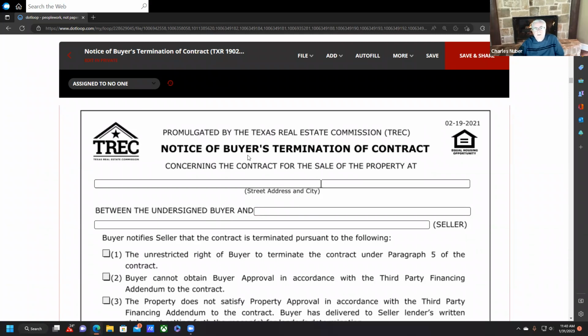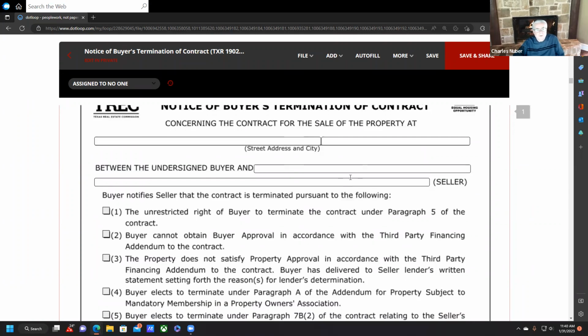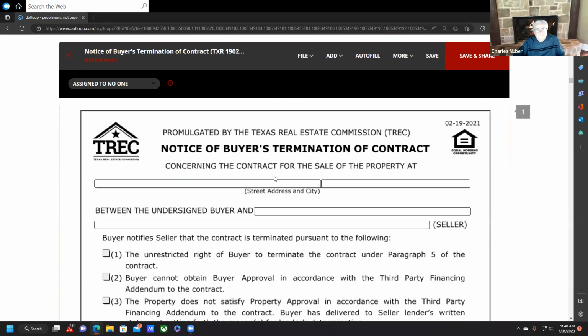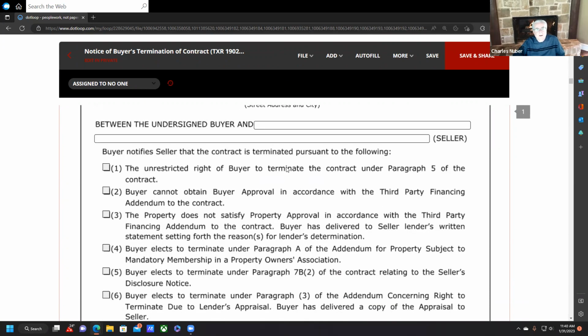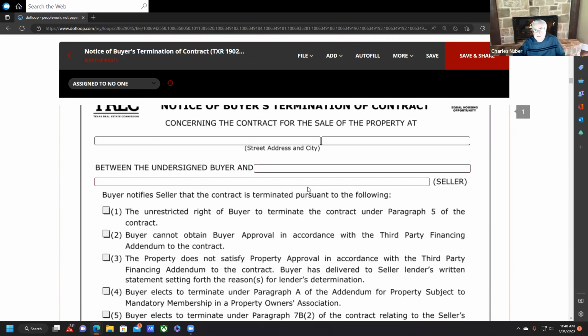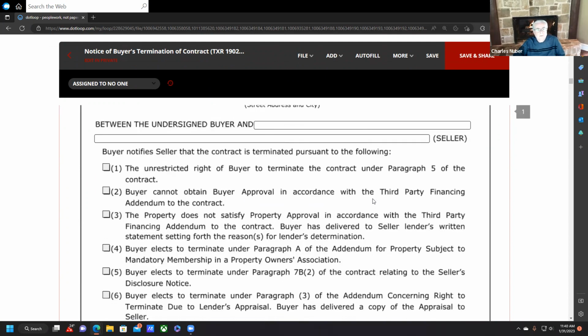Okay. Notice of buyer's termination of contract. Well, we hope we don't need to use this one, but if we do, this is the form. Make sure you have the street address and the city, and the undersigned buyer and seller. Buyer notifies seller that the contract is terminated pursuant to the following: the unrestricted right during the option period, Paragraph 5 of the contract. Buyer cannot obtain buyer approval.